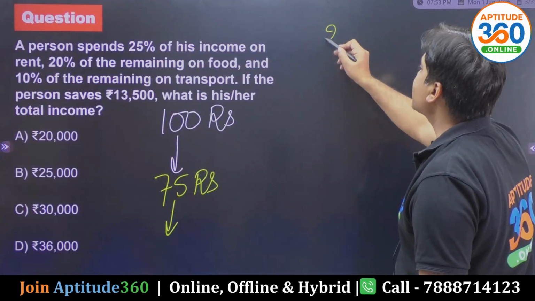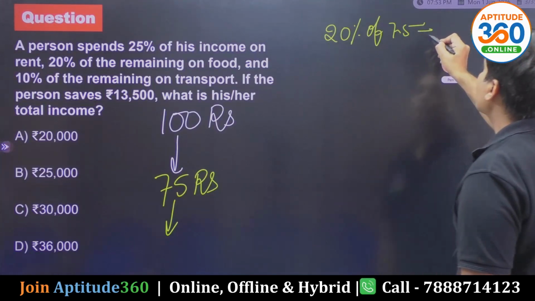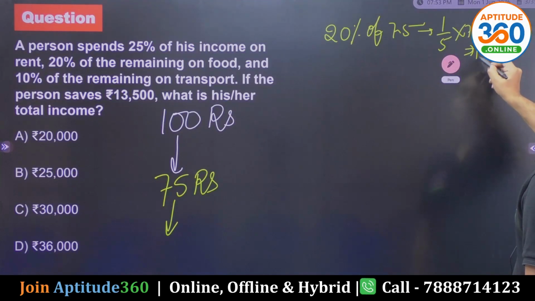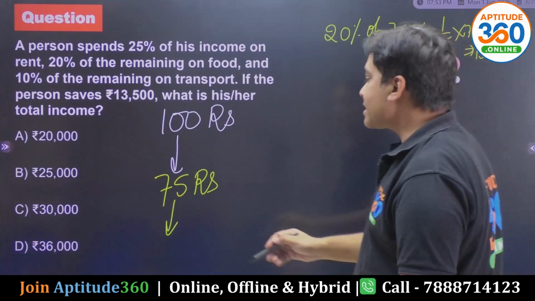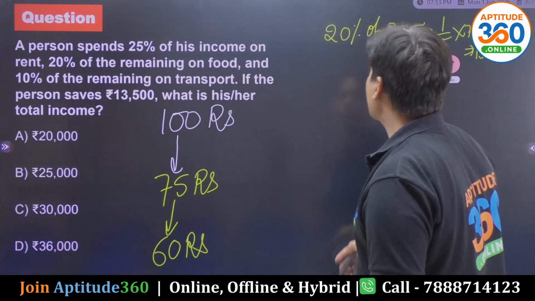20%. How do you write 20%? 1/5 of 75. So if you do so, it is 1/5 of 75. If you simplify, it is 15 rupees. So 15 rupees spent again, so how much is left? 60 rupees. Now what does this problem say?